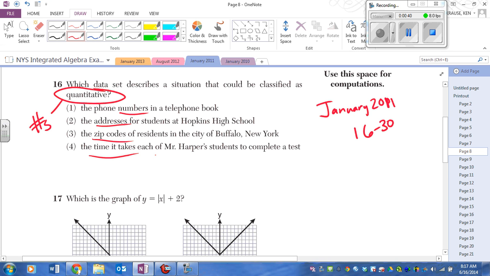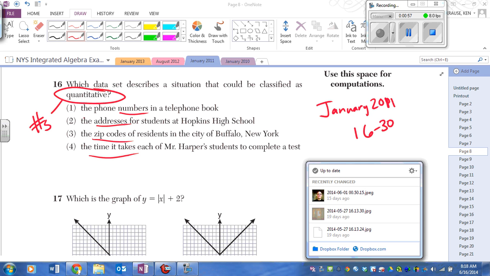Which data set describes a situation that could be classified as quantitative? Okay. So this one's kind of tricky, actually, because it seems all numbers. But this is really on numbers. That's got words and stuff like that. So we get rid of that.